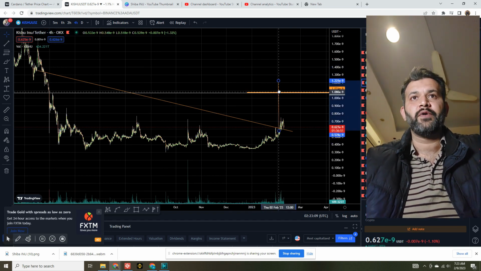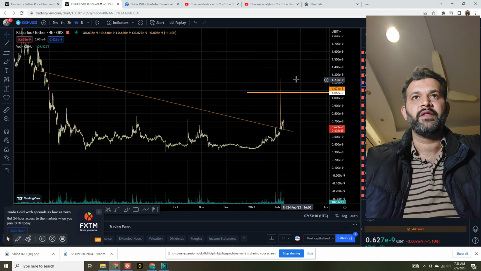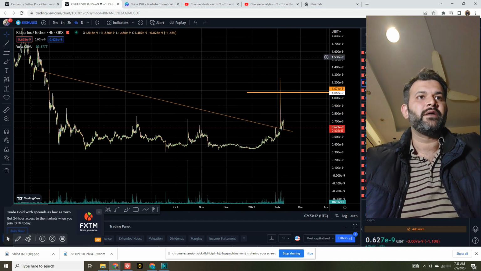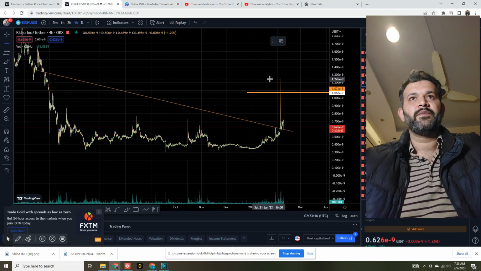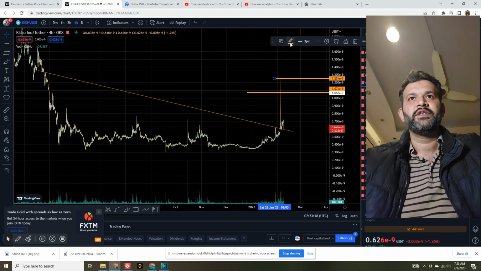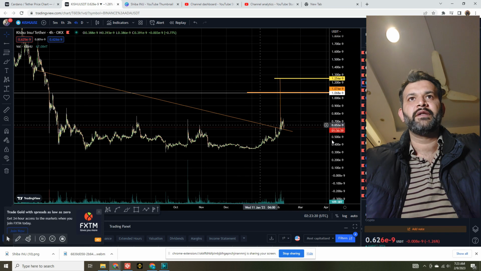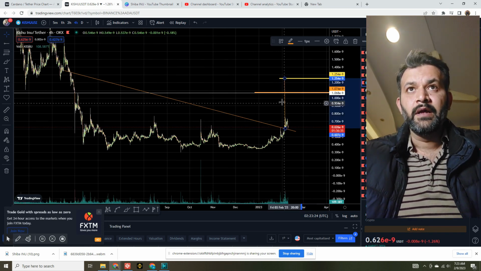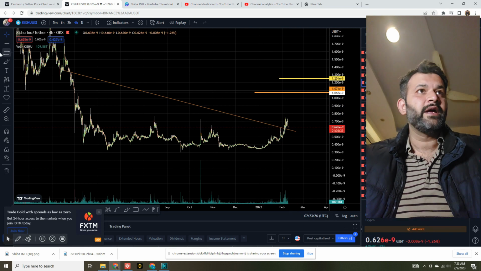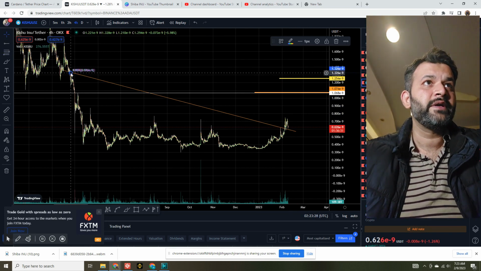So at the point of breakout, we're going to place it and we're going to mark our projected targets accordingly. So this is our second projected target. I'm going to change the color so you guys better understand it. This is the yellow one. The second projected target is the yellow line.